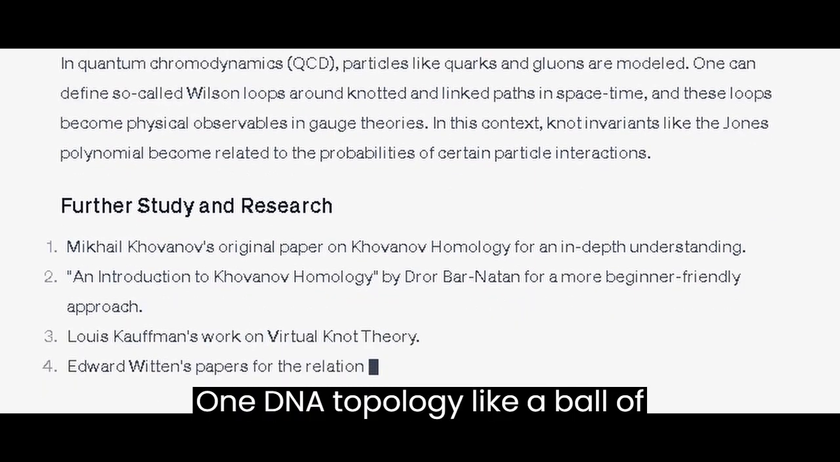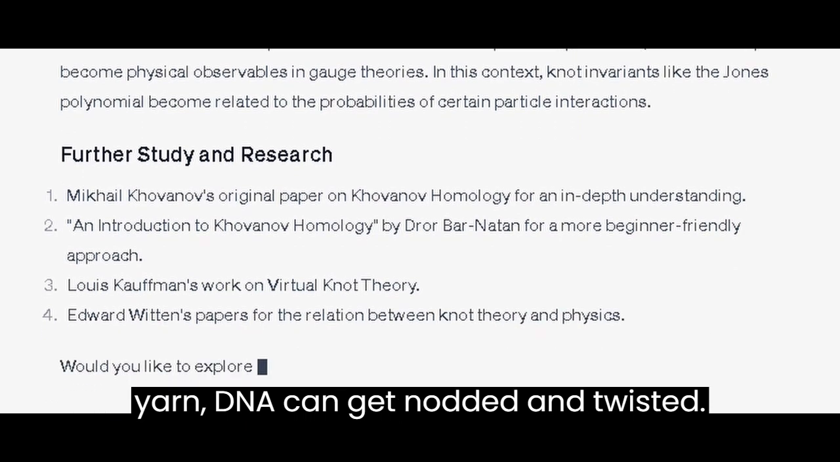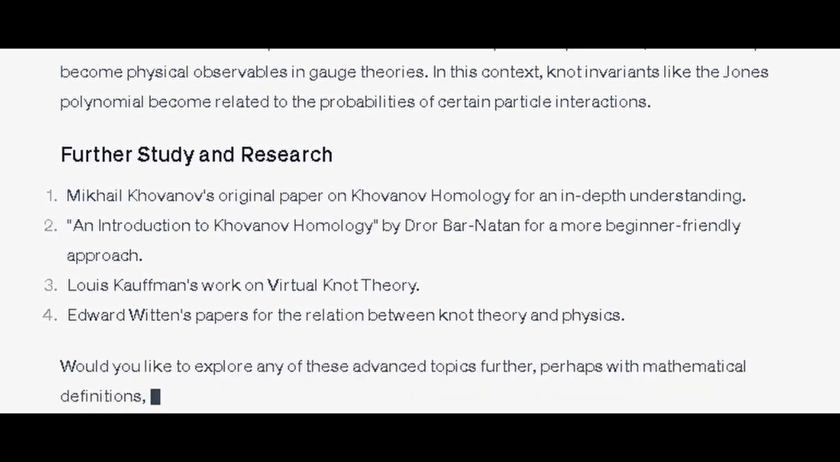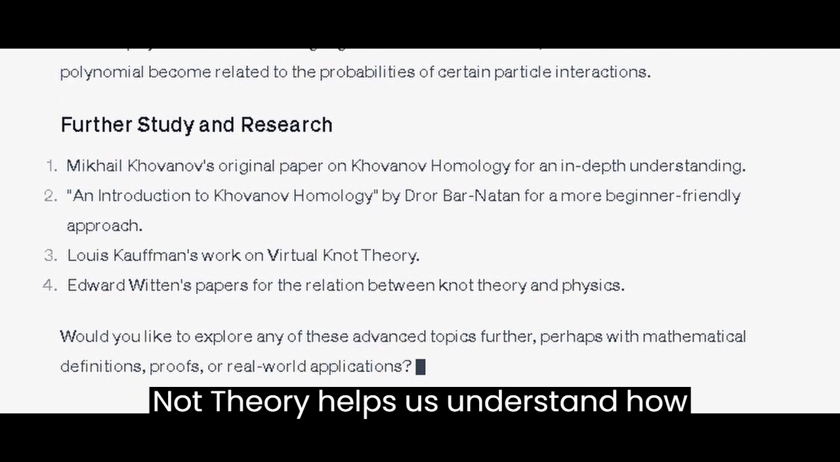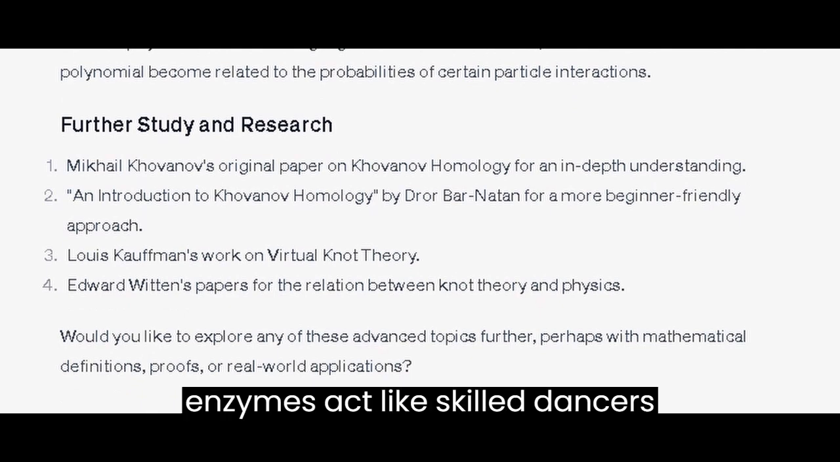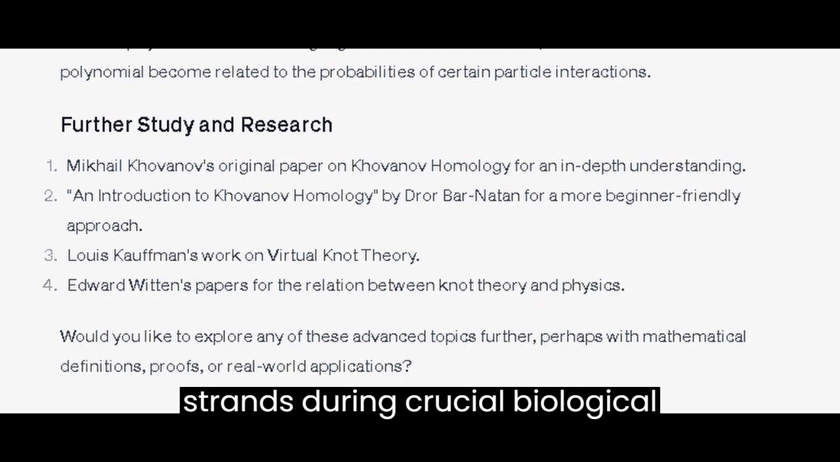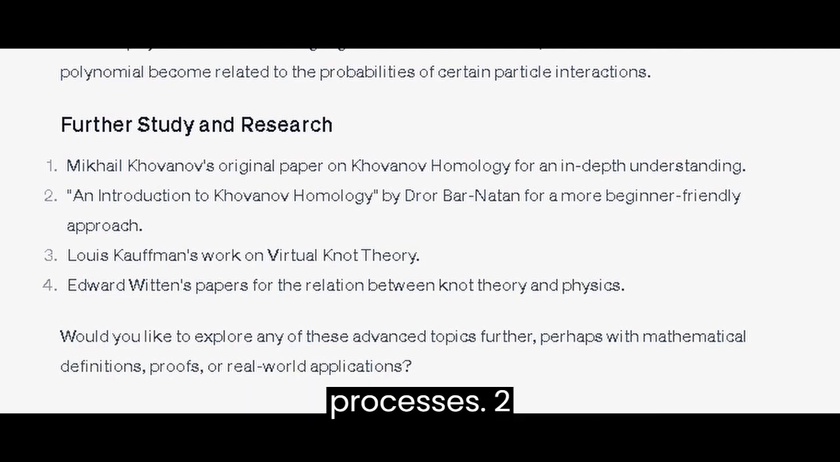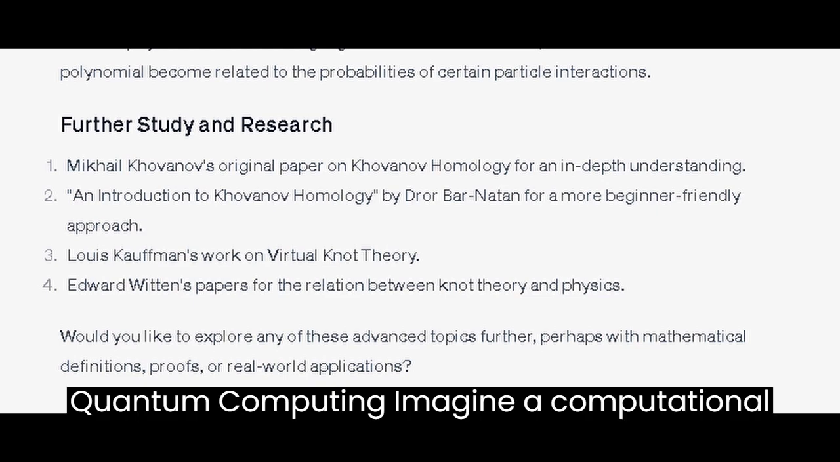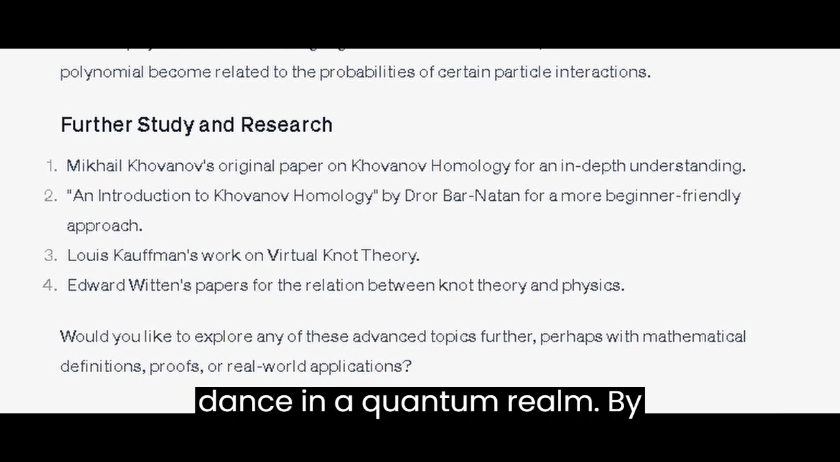1. DNA topology. Like a ball of yarn, DNA can get knotted and twisted. Knot theory helps us understand how enzymes act like skilled dancers, elegantly unknotting or linking DNA strands during crucial biological processes. 2. Quantum computing. Imagine a computational dance in a quantum realm.